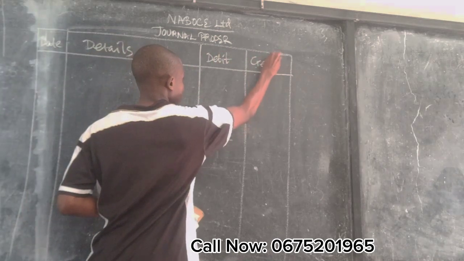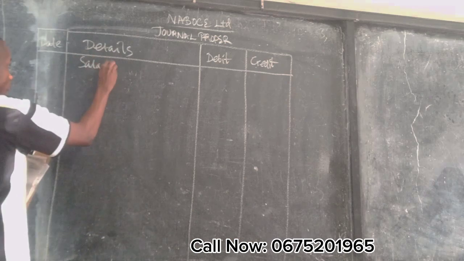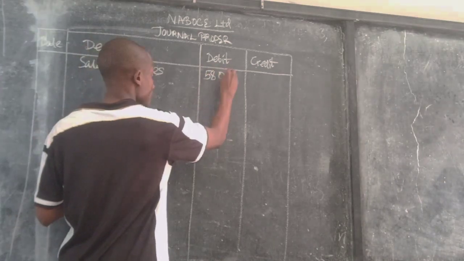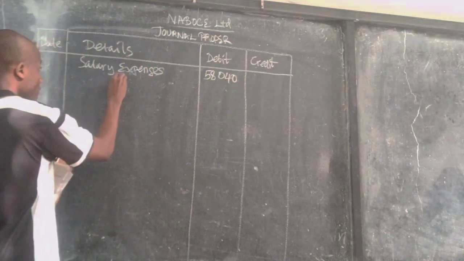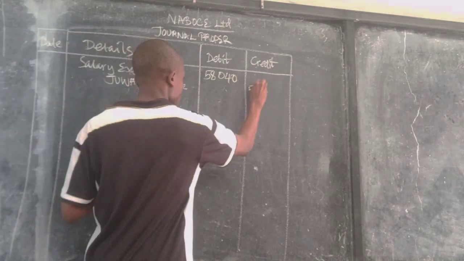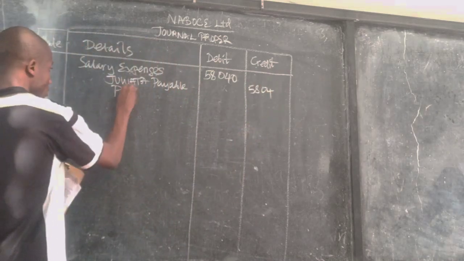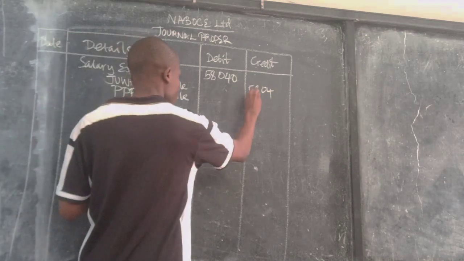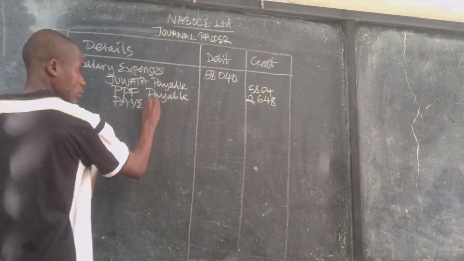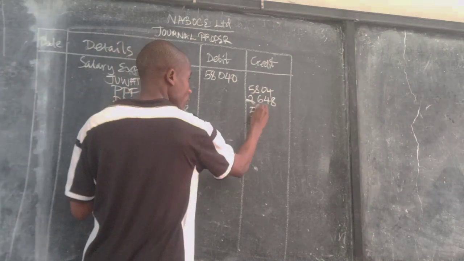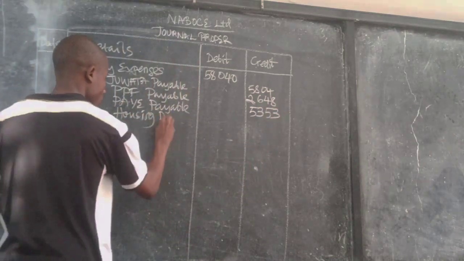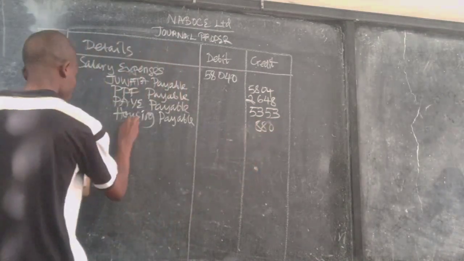So we're now ready to prepare our journal proper by writing details, date details, debit, credit. We'll start with the gross salary, which is salary expense, which was 58,040. That refers to the gross salary. Then we'll credit all the deductions payable, starting with Juata payable, 5,804. That is the total amount. PPF payable total was 2,648. Then payee payable total was 5,353.